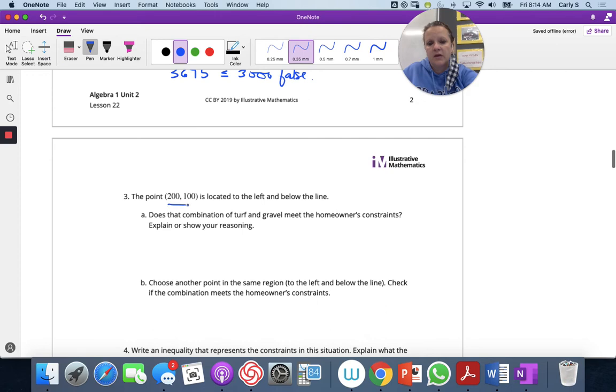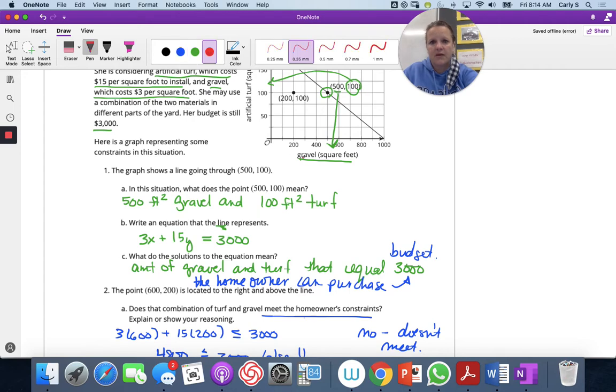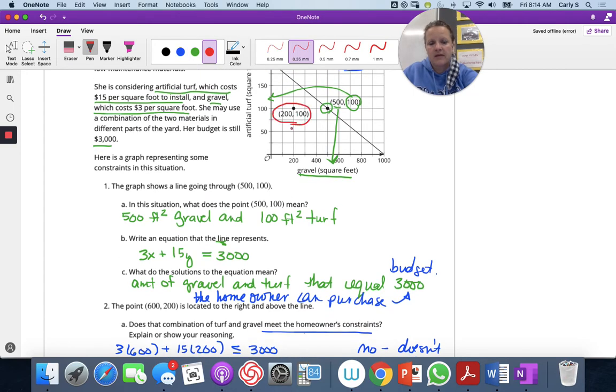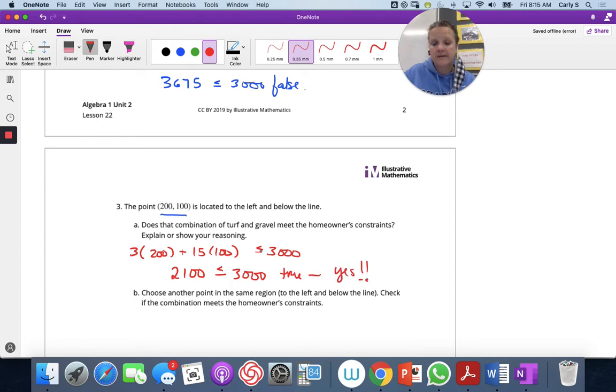Okay, the point 200, 100 is located to the left and below the line. Let's change colors. Let's go with red. Right here, 200, 100 is left and below the line. Does that combination, so it was 3 times 200 plus 15 times 100, need to be less than or equal to 3,000 to meet the constraints? Yep, $2,100. That is true. So yes, it meets the homeowner's constraints.